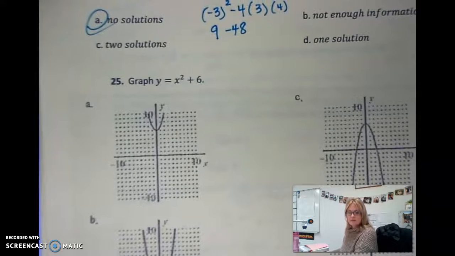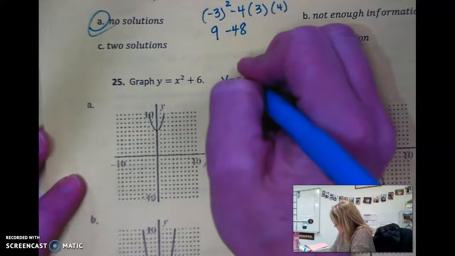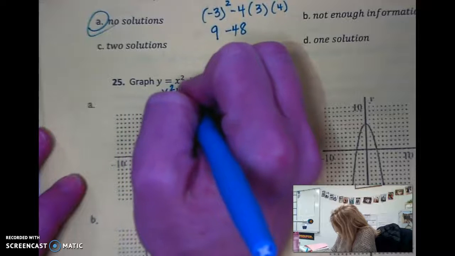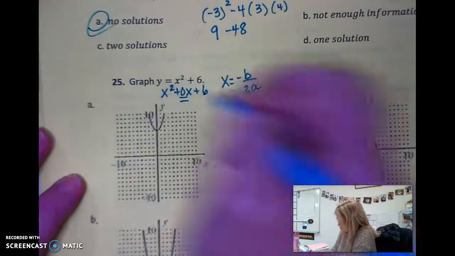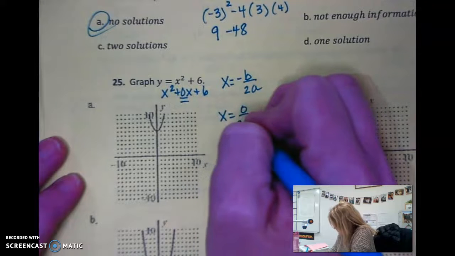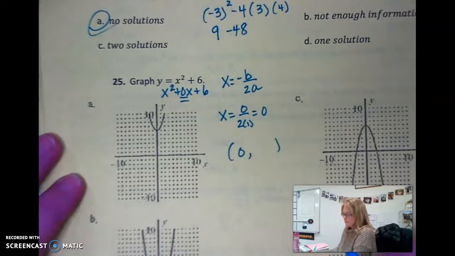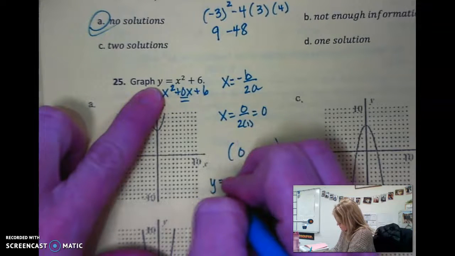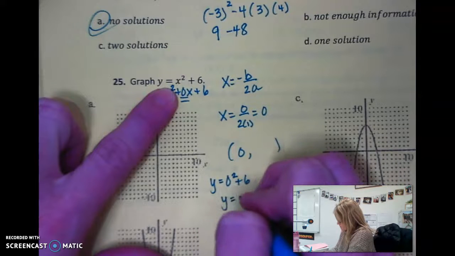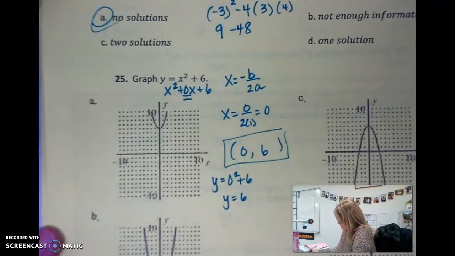When we graph, remember we have to find the vertex. To find the vertex, x equals negative b over 2a. B is the number in front of the x, and since there isn't one, it's a 0. So x equals 0 over 2 times 1, or 0. If x is 0, how do I find my y? Well, I plug it in for this equation. X is 0, 0 squared is 0, 0 plus 6 is 6, so y is 6. My vertex is at 0, 6.